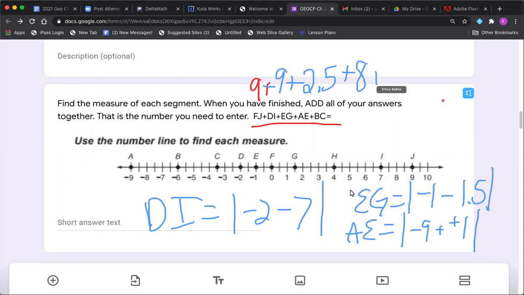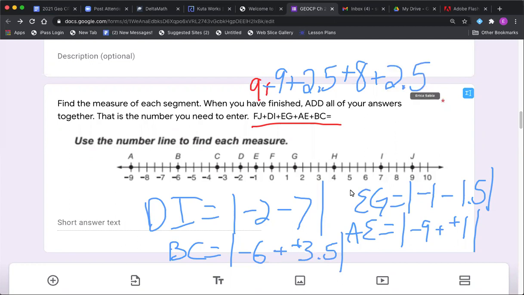So that was AE. And then the last one we have to do is BC. All right, BC, -6 minus, let's see, where are you? -3.5. Be careful, right? You got to make sure you're at the right spots. Minus a negative, you know it turns into plus the positive. So -6 plus 3.5. What is that? -2.5. Take the absolute value, you get a positive.